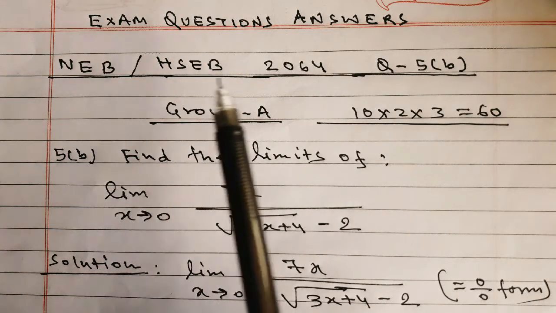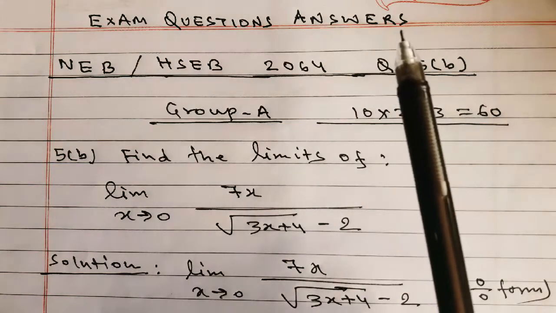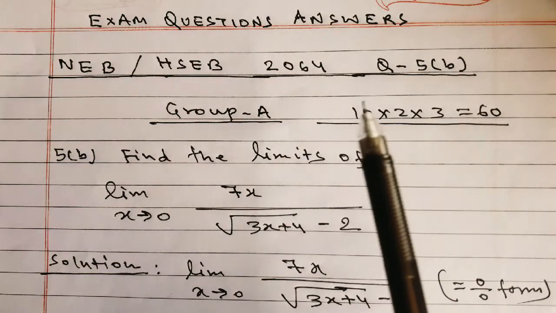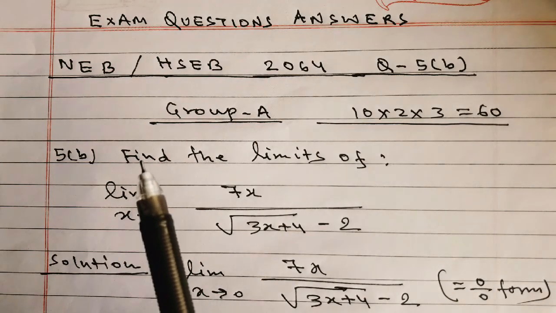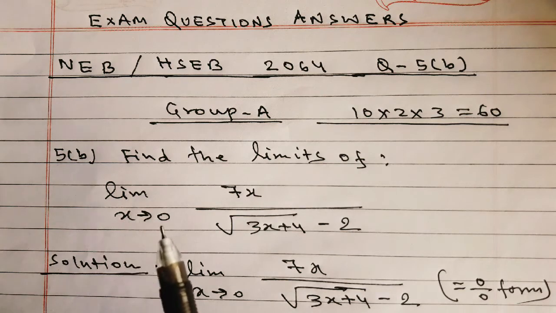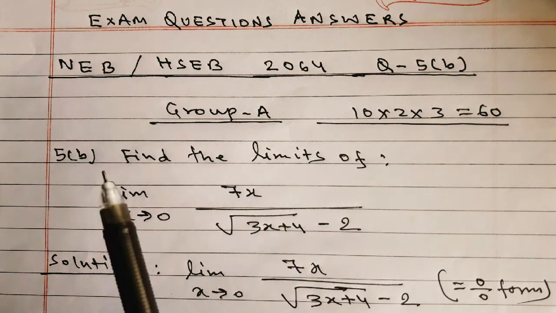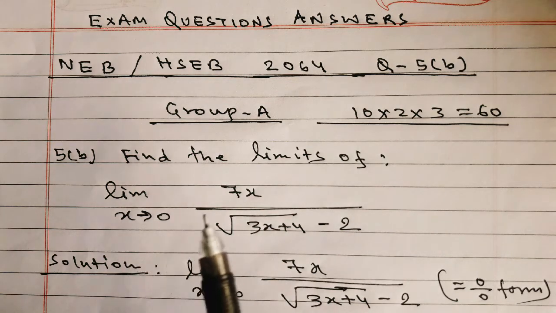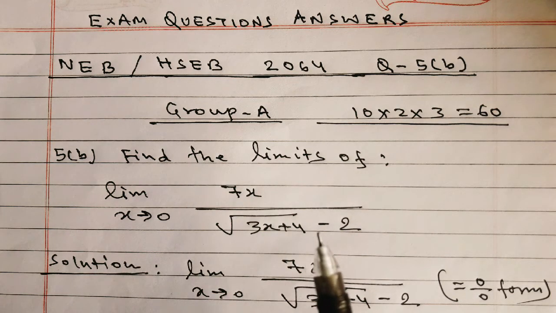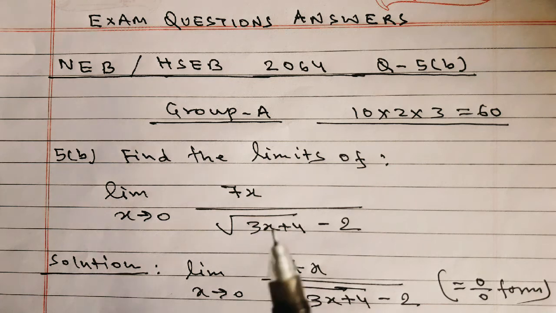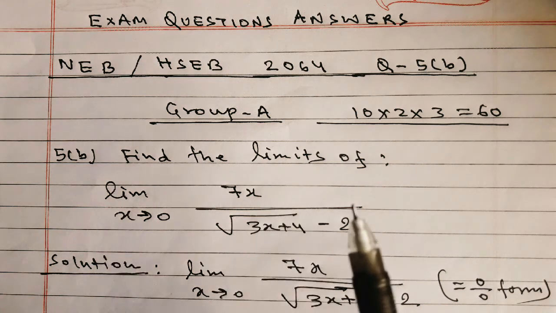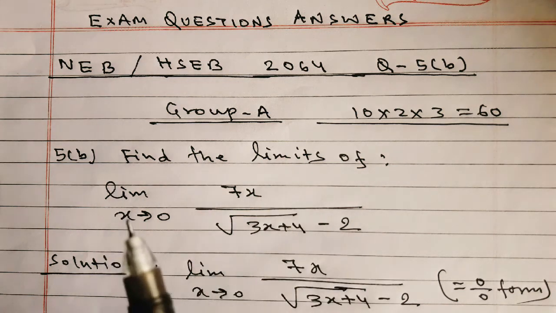Question number 5B, exam question answer, HSEB, NEB 2064, Group A. Question number 5B: find the limit of limit x tends to 0, 7x divided by root of 3x plus 4 minus 2. Solution. We are given a function 7x divided by root of 3x plus 4 minus 2, and we have to find the limit of this given function.